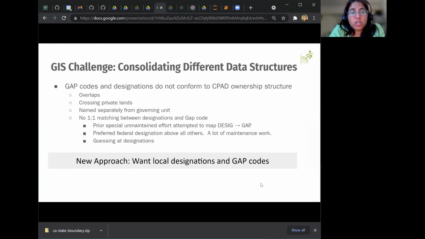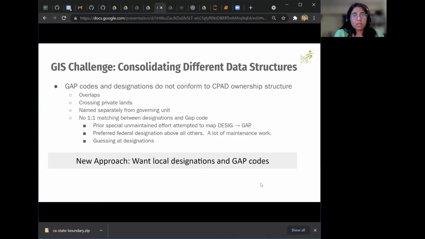Incorporating the gap codes into CPAD poses a GIS challenge. The gap codes and designations do not conform to the CPAD ownership structure. This means we end up with lots of overlaps, data that's crossing private lands, they're named separately from their governing units, and there's really no one-to-one matching between designations. These are things like wilderness areas, national park, national monument, to gap code 1, 2, 3, or 4.